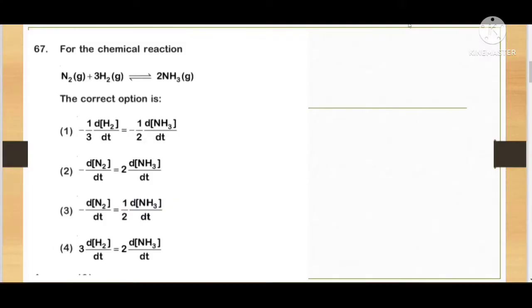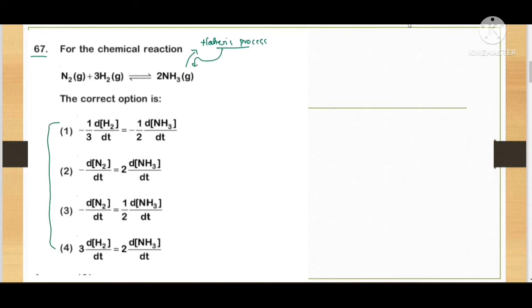Now let us discuss 67. For the chemical reaction, N2 gas plus 3 moles of hydrogen gas gives rise to 2 moles of ammonia. This process is called Haber's process. By using Haber's process, we will produce ammonia gas.